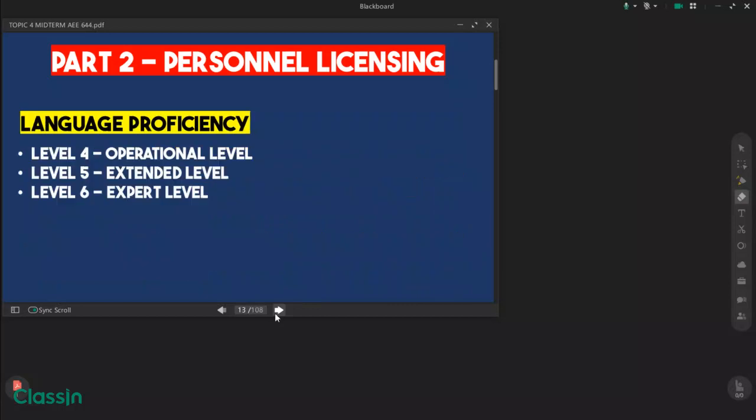Okay? Next. Then you have language proficiency. So, tandaan nyo lang naman kung ano yung meaning. So, we have level 4, operational. Then, level 5, extended. And level 6, we have the expert level. Okay?